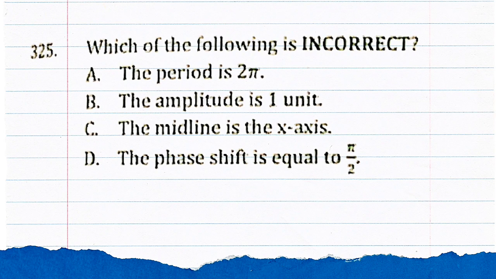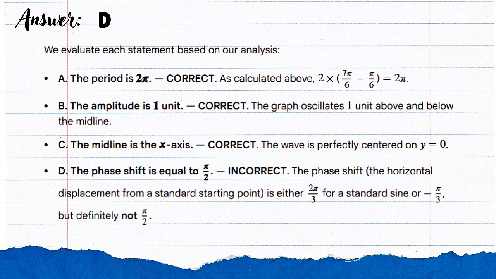Question number 325. Which of the following is incorrect? And here are the choices. Letter A, the period is 2 pi. Letter B, the amplitude is 1 unit. Letter C, the midline is the x-axis. Letter D, the phase shift is equal to pi over 2. And the answer is letter D.